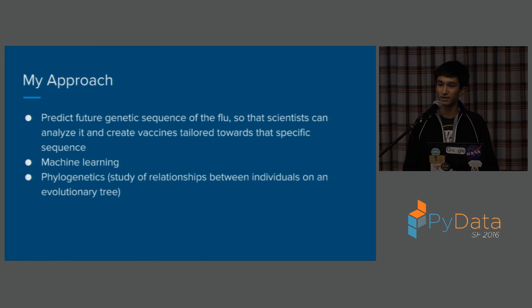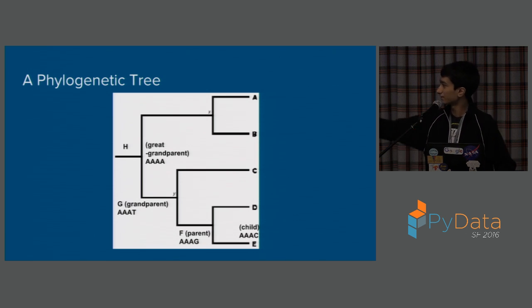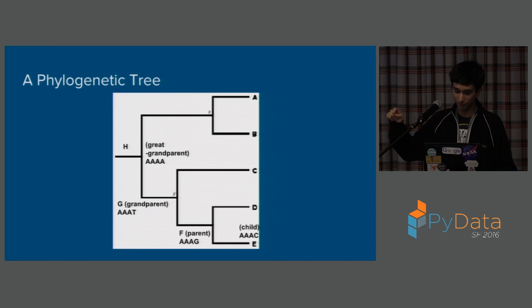Phylogenetics, which is the study of relationships between individuals on an evolutionary tree. So just looking at the relationships between grandparents, parents, and children, like so. So you've probably seen one of these from your biology class in high school. Here we have a toy evolutionary tree of the flu.